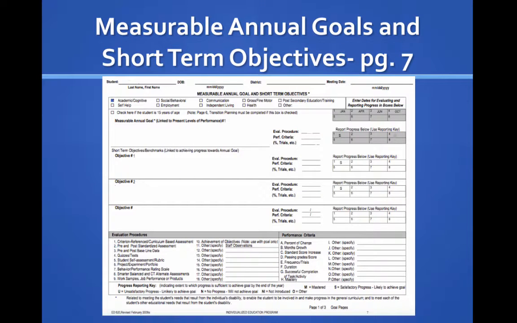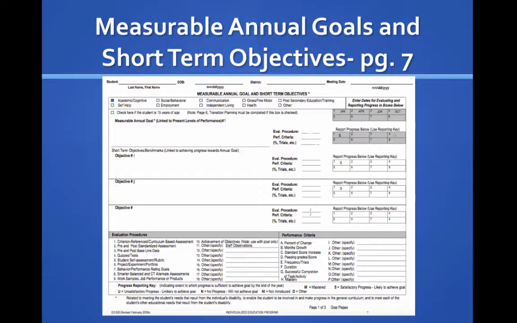This is a blank goal page, also known as page 7. A student can have anywhere from one goal page to several. It depends on how many needs the student has. The type of goals a student can have are listed at the top. They are academic cognitive goals, behavioral goals, communication goals, gross fine motor goals, post-secondary goals, self-help goals, employment goals, and independent living goals. As a teacher, you will be in charge of writing the academic and non-academic areas, as well as the transition and employment goals if relevant.